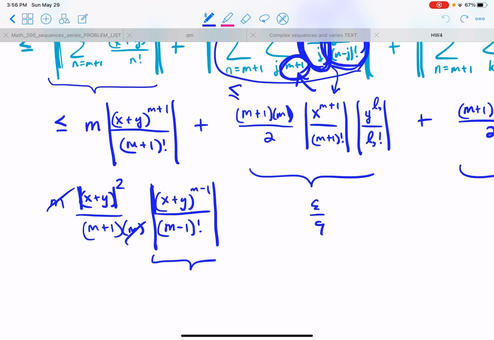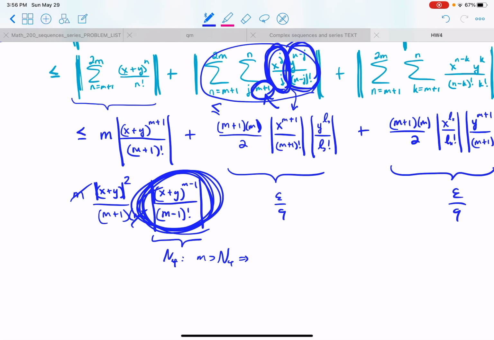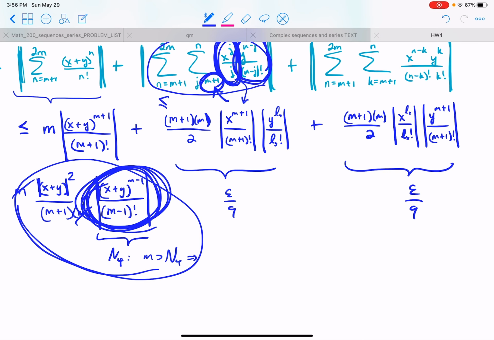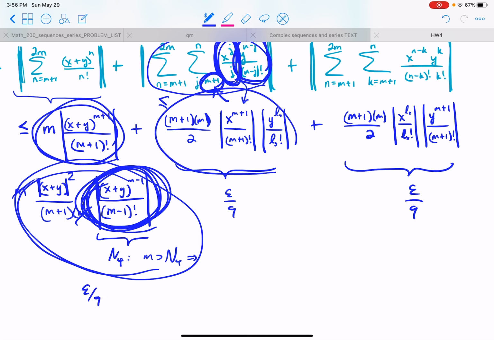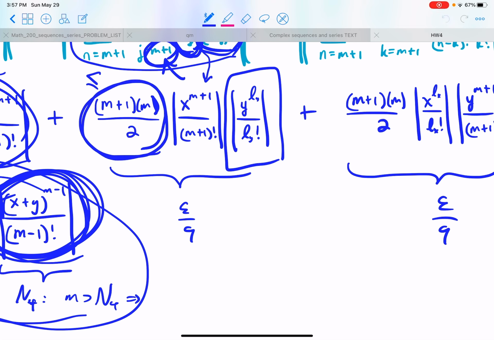We can choose n4 or n whatever, such that m greater than n4 implies that this thing is as small as we like. Why? Because the infinite sum of these things converges. And so these, by the divergence test, go to 0, so we can make them as small as we like. I'm not going to finish the details, you can finish the details here. Basically we can make this term smaller than epsilon over 9. This term can also be made smaller than epsilon over 9, because this is fixed, a number. This is going to cancel with stuff down here, so let's show that.